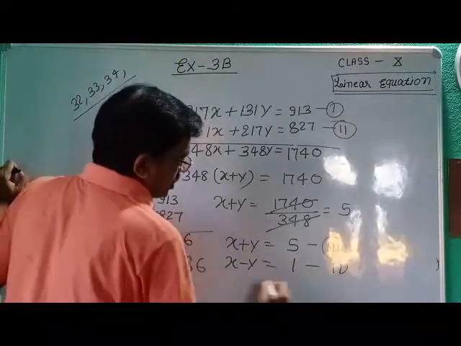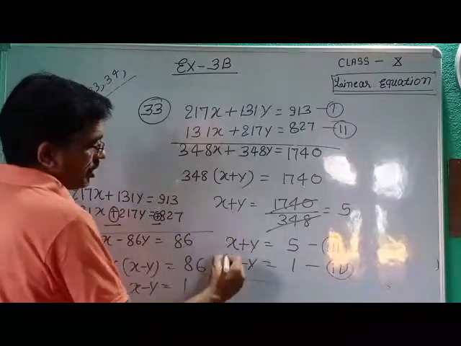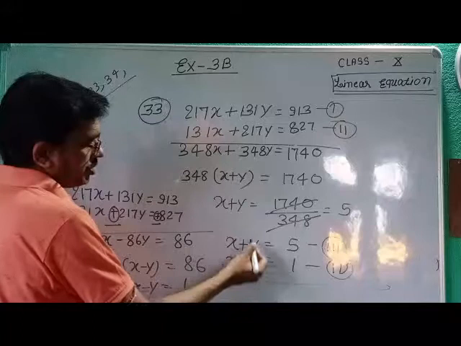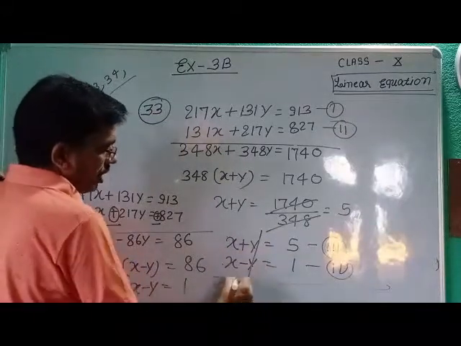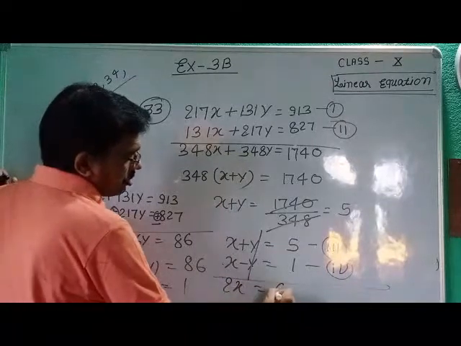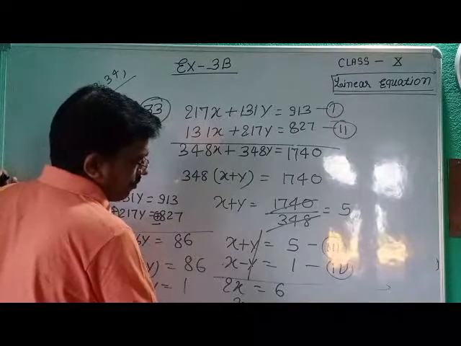It is the fourth equation. Now the coefficients of both equations are the same, so you subtract it. Otherwise you can also add it. You get your solution x and y. When you add, what do you get here? 2x is equal to 6. So what is x? x is equal to 3.